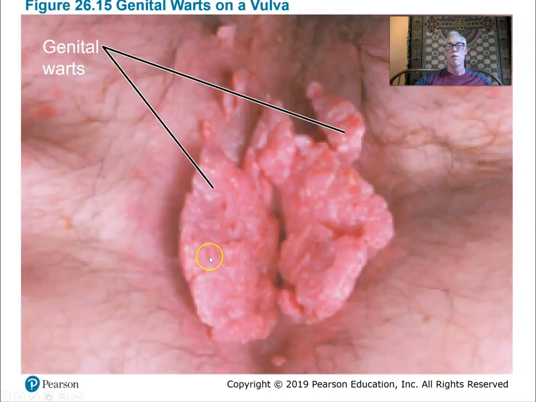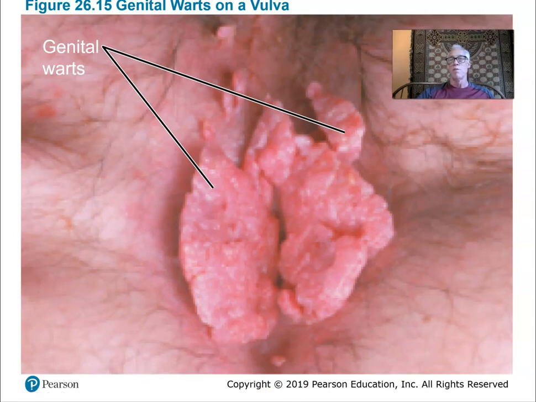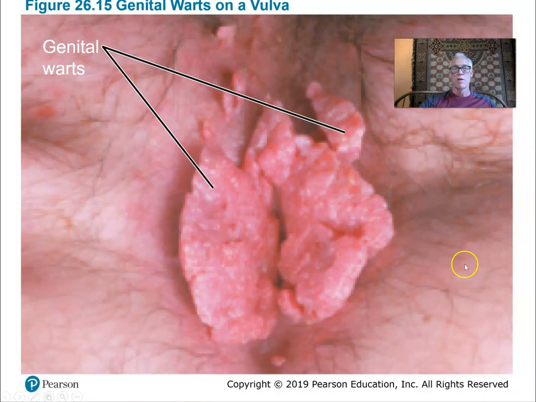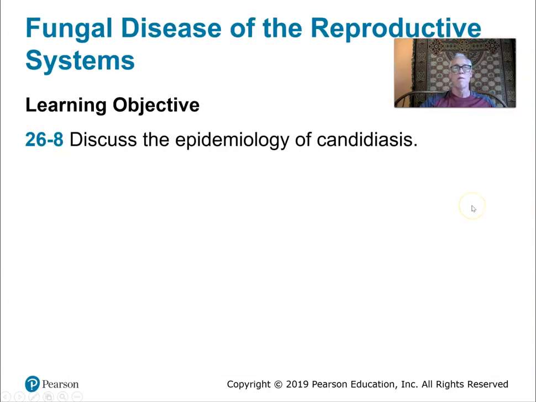There's a picture of some genital warts. They can be removed surgically. You can treat with imiquimod, a way to increase the secretion of gamma interferon to help the immune system fight against the virus as well.